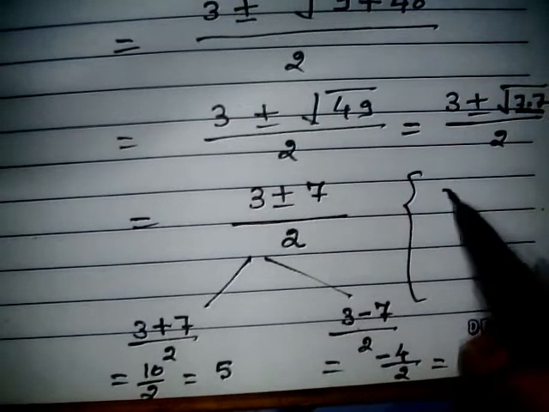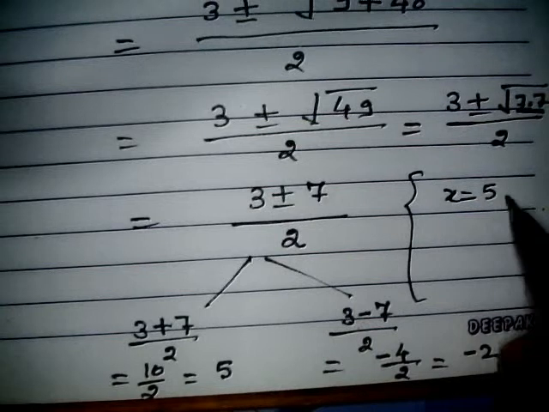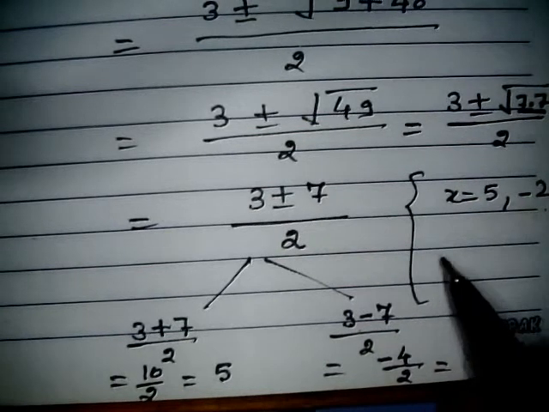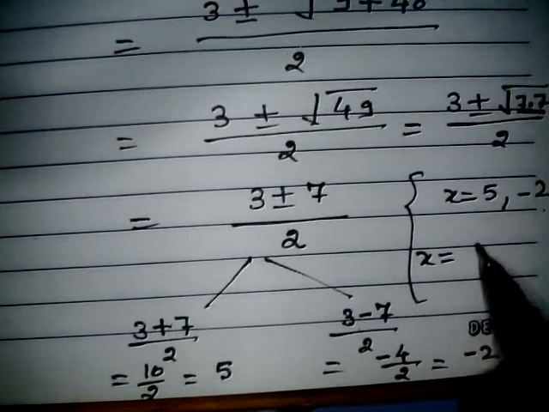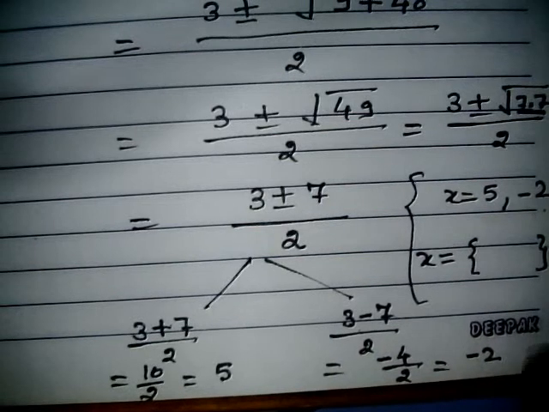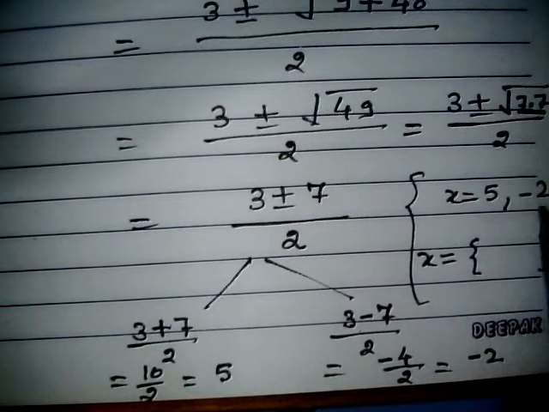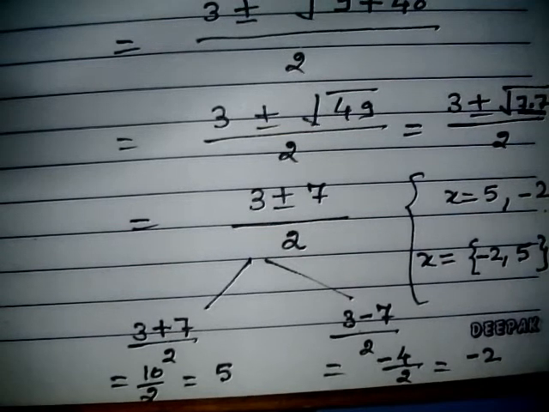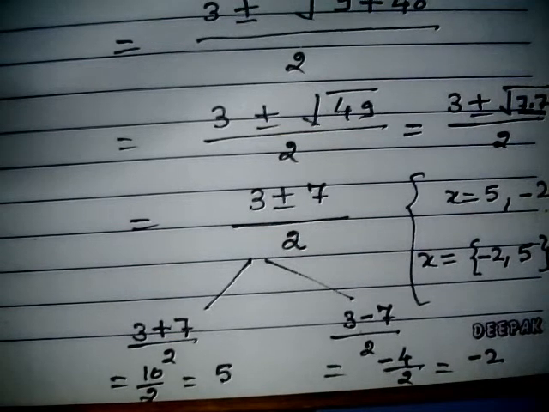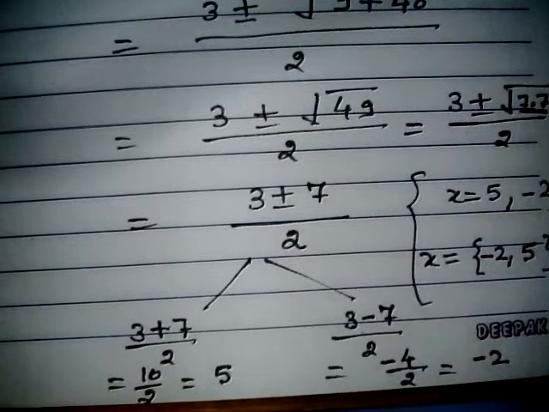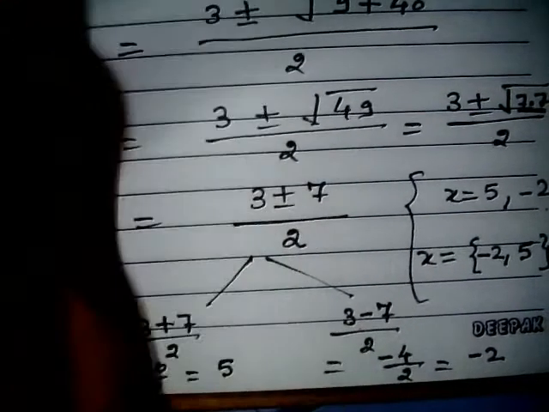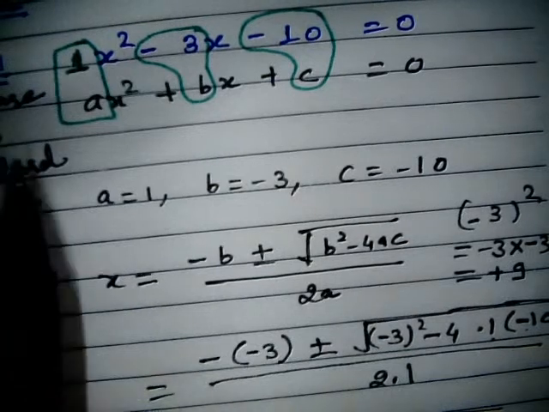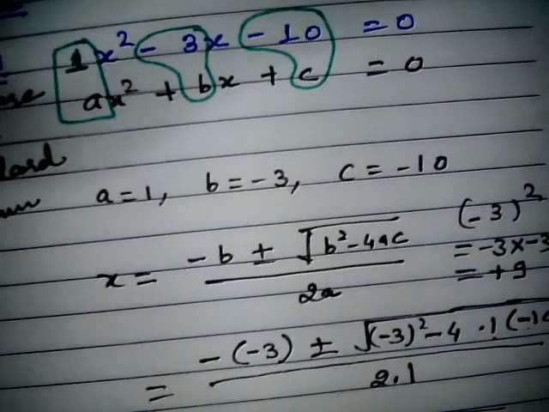So I need to write the solution set. The solution set goes inside the curly braces, and I need to write the values which you are getting: first -2 and then 5. So here we are getting 2 values. Why are we getting 2 values of x? Because the highest power of x in the equation, the degree, is 2. So when you solve a quadratic equation, you will always get 2 values of x.